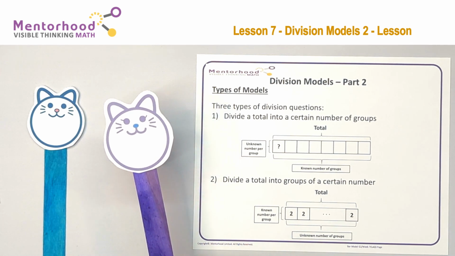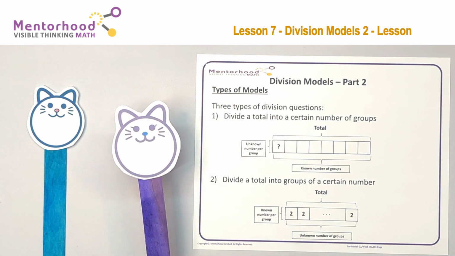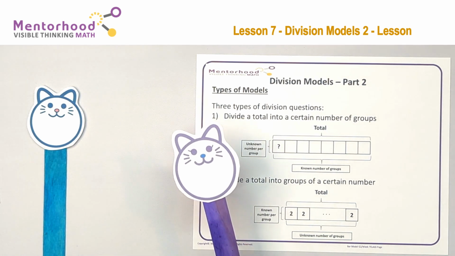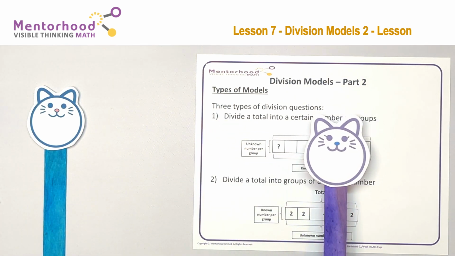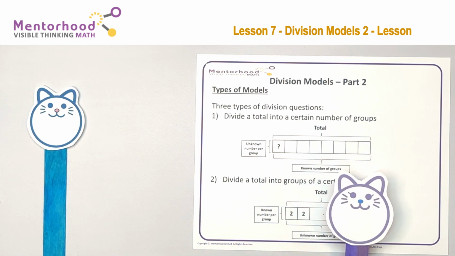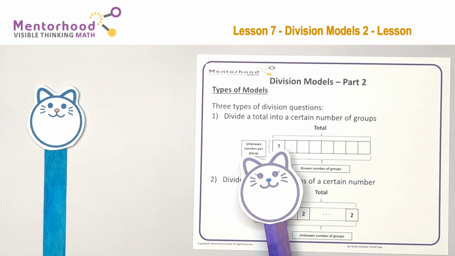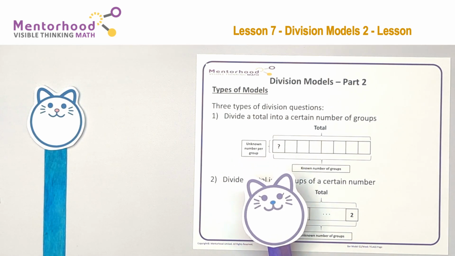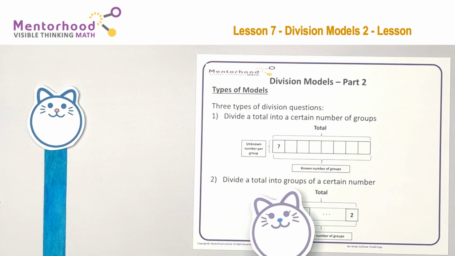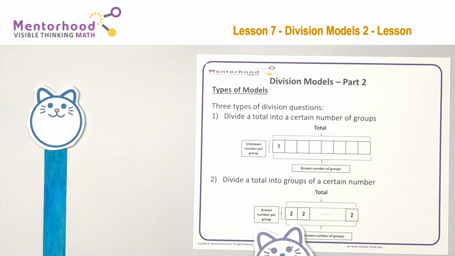There are a few different types of division questions you might see that you can solve with bar models. The first is if you know the total and you know how many groups you're dividing your total into. You just don't know the number per group. The next is that you're dividing a total into groups of a certain number. So you know how many are in each group, but you don't know how many groups you're going to end up making.